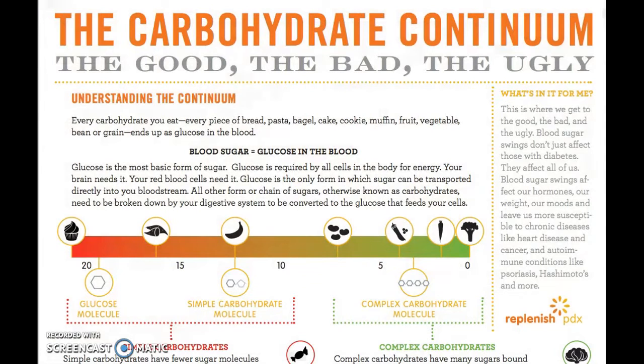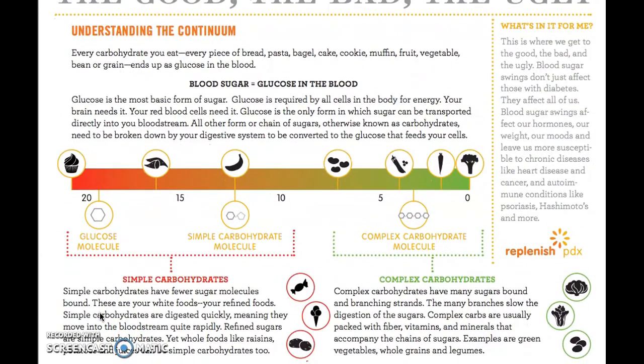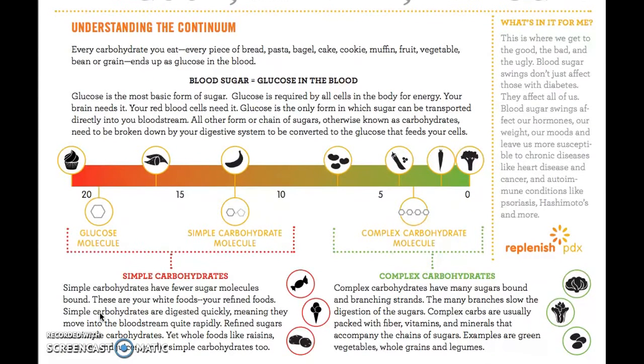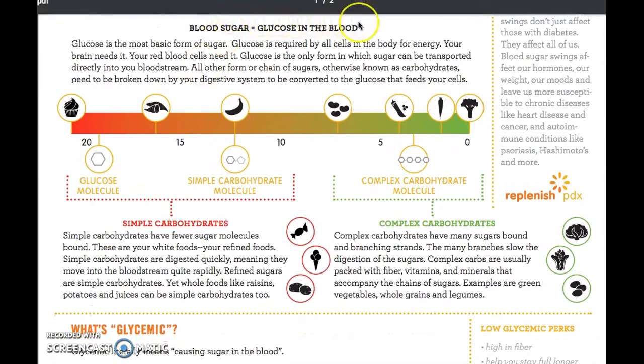So here it is. It's called the Carbohydrate Continuum. And basically what it's trying to say is that every carbohydrate that you eat ends up as glucose in the blood. It's not just sugar, it's anything, kale or other vegetables, everything that's a carbohydrate, that's all your vegetables, all your fruits, all your grains, beans, all of these foods have carbohydrates that will end up as sugar in your blood. So blood sugar just means glucose in the blood.